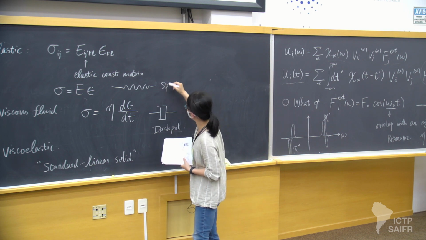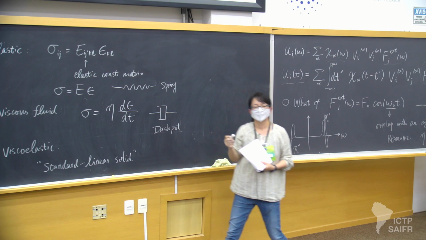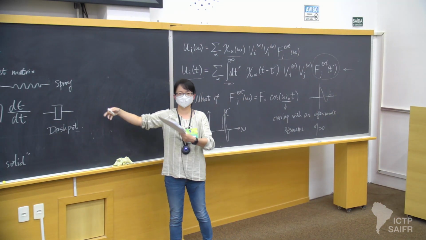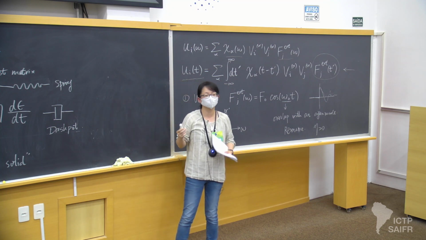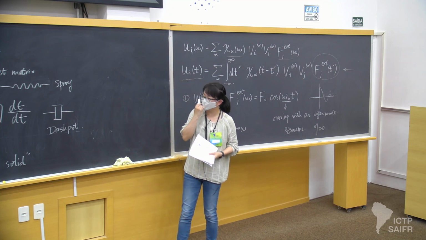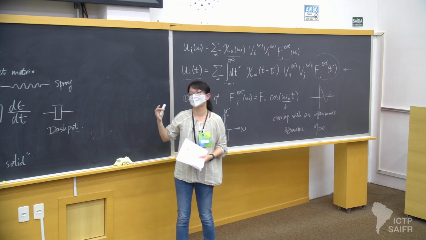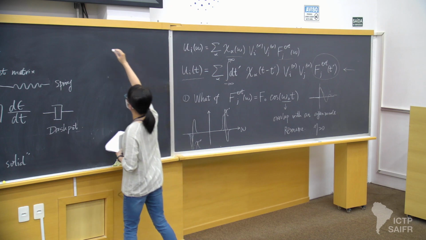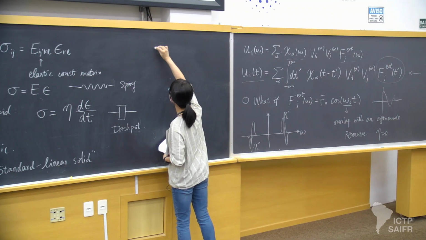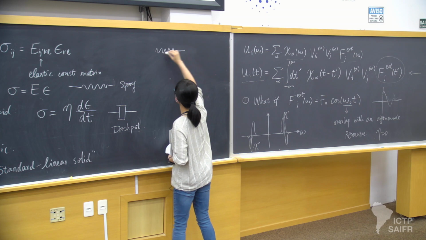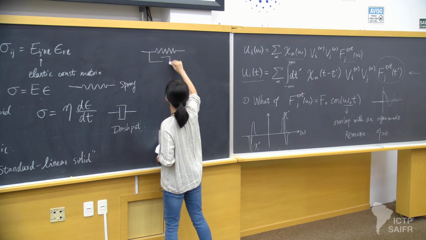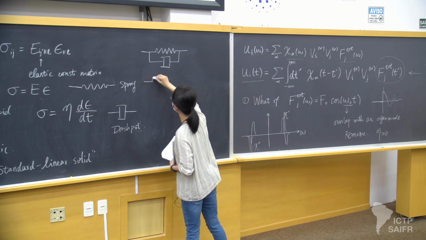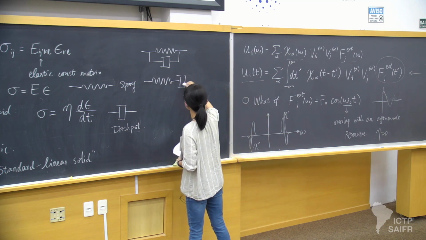This is a spring. And the real material, you just think of it as a certain combination of springs and dashpots. The simplest models, I forgot the name, I think there are the Maxwell model, the standard linear solid model, and other versions. For example, you can have something like this. Or you can have something like this.